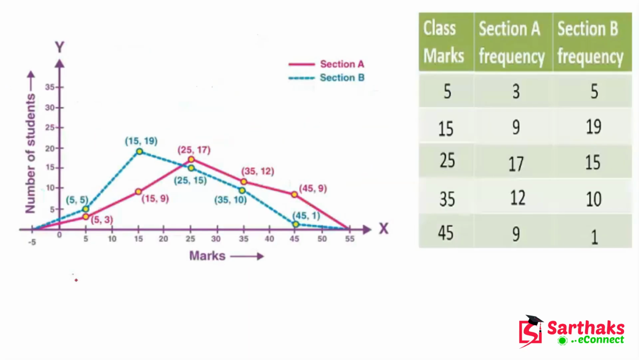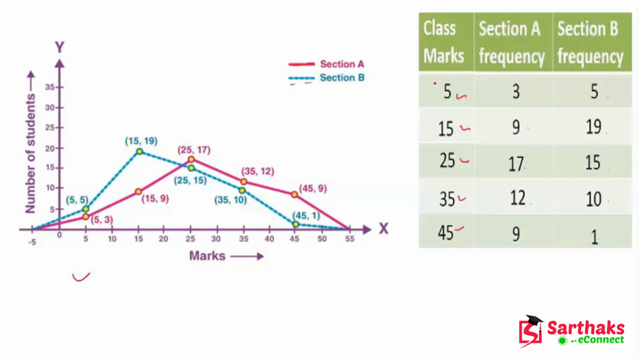So here you can see in this diagram we have two lines. This line represents section A and this line represents section B. Here we have class marks 5, 15, 25, 35, 45, and the frequency of section A, which is 3, 9, 17, 12, 9, and the frequency of section B, which is 5, 19, 15, 10, and 1.